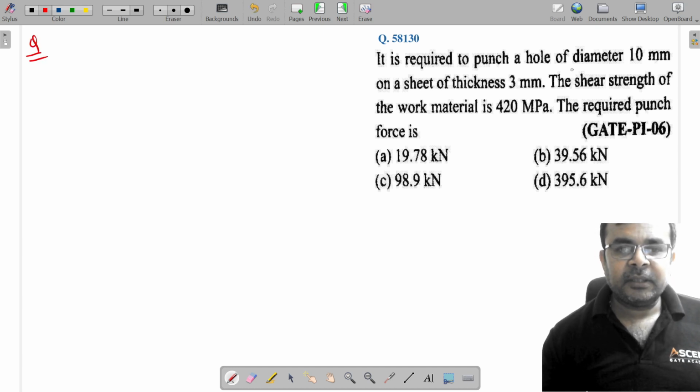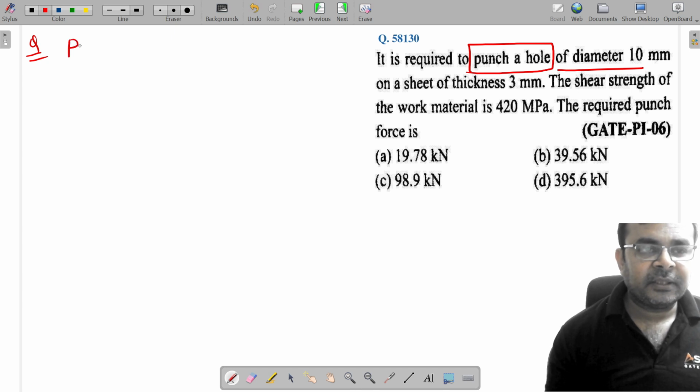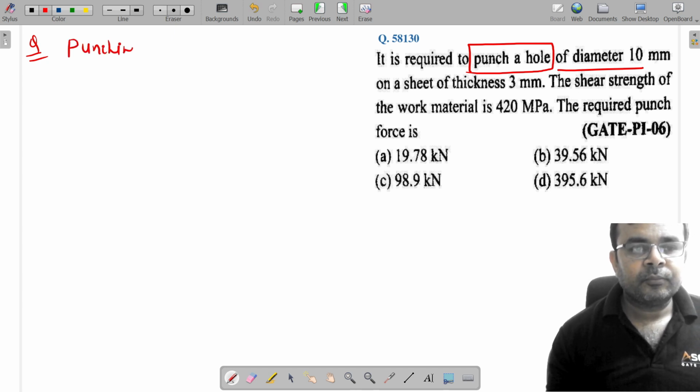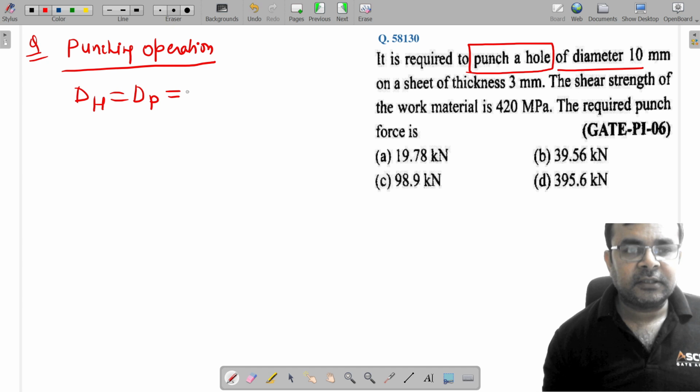It is required to punch a hole of diameter 10 mm. So this is a punching operation. Is that clear? This is a punching operation whose diameter of the hole, which is equal to the diameter of the punch, is 10 millimeter. It is already given here.